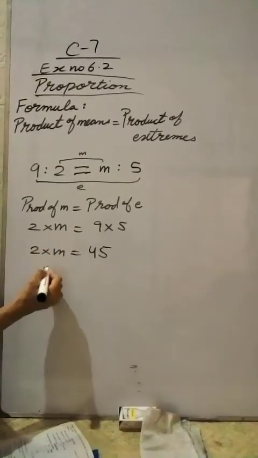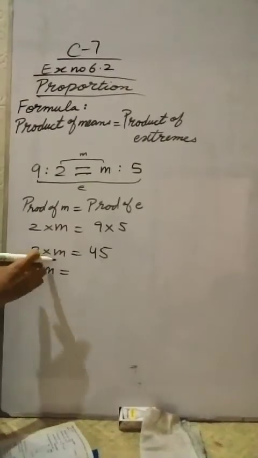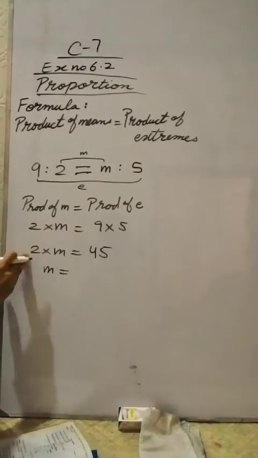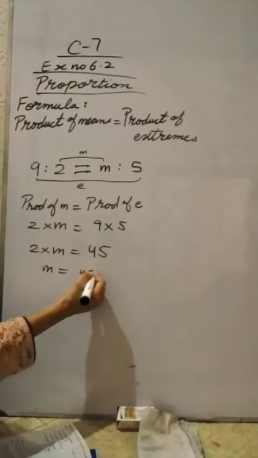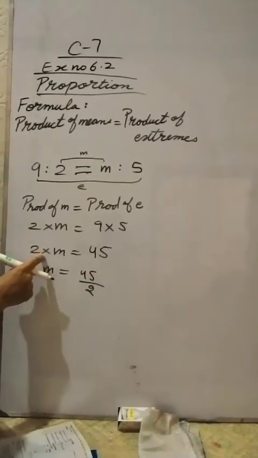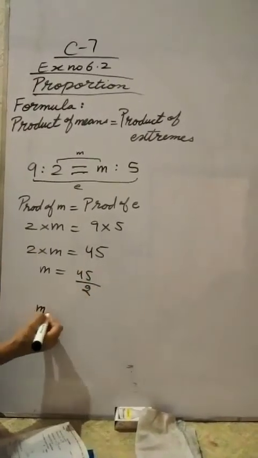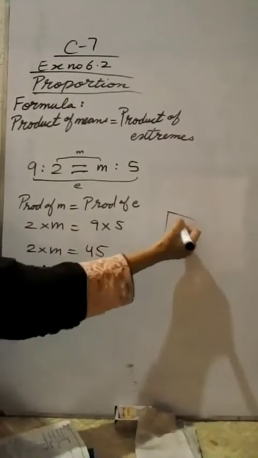So m will stay here and 2 is multiplying here. When it goes from left to right, it will divide. Multiplication will convert into division. So we need to divide it. Let's see, we have to divide it.